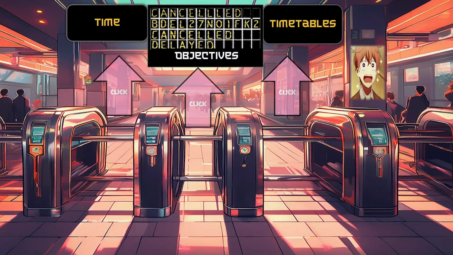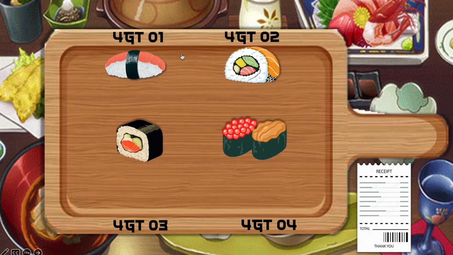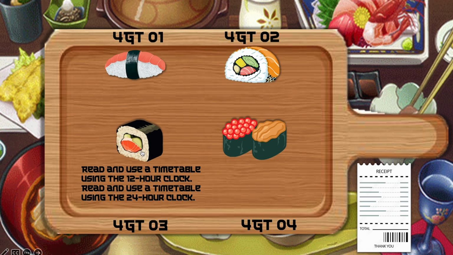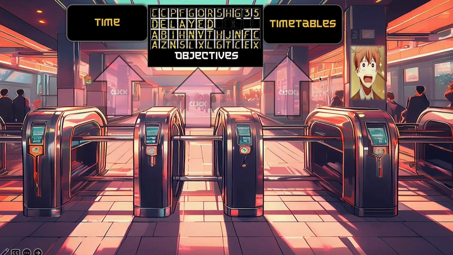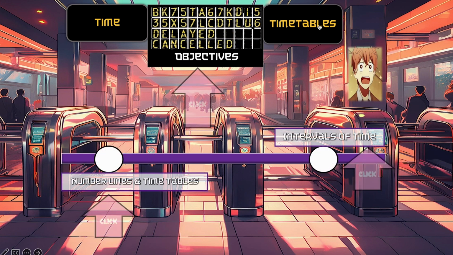Okay, and today we're going to be looking at timetables. Read and use a timetable using the 12-hour clock and 24-hour clock. So we're going to be looking at lots of timetables and working out some intervals of time. Let's get over to the lesson. So let's bring up the subway line. And today we're going to be looking at number lines and timetables. So let's click on the first station.